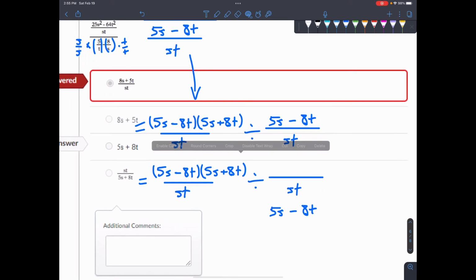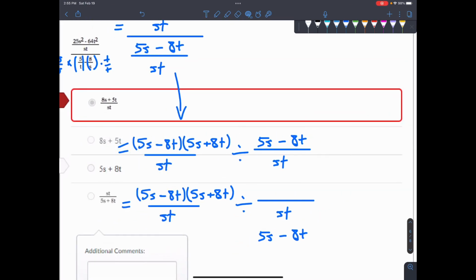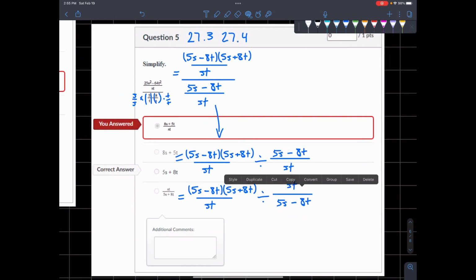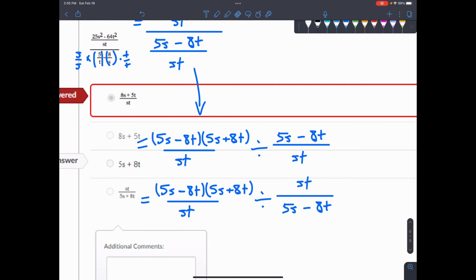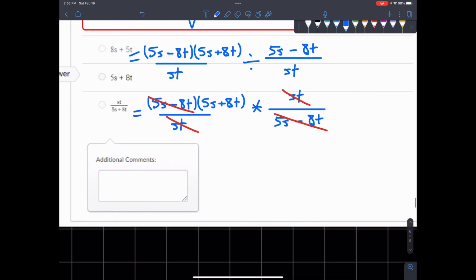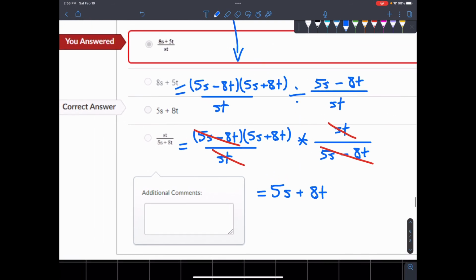Top to the bottom, bottom to the top. And now we are multiplying. So again, let's just see what cancels out here. It looks like the st and the st cancel, and the 5s minus 8t and the 5s minus 8t cancel there. And all we're left with is the 5s plus 8t, which is going to be this answer.